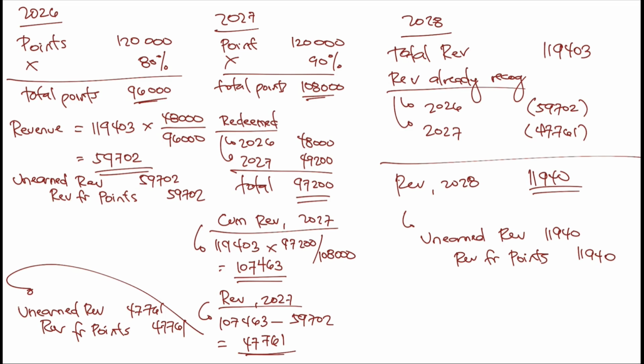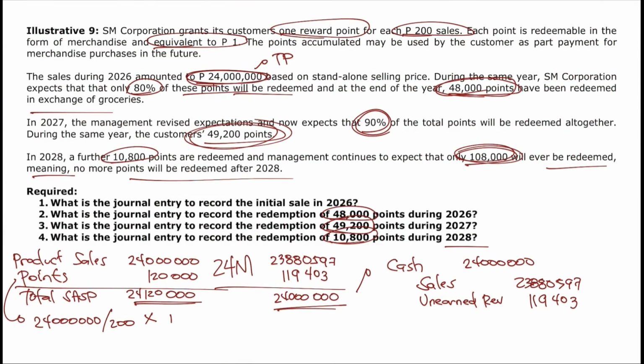Maliwanag? So, that's for the year 2028. And that's the final answer for requirement number 4. So, that's the customer loyalty programs. Okay?